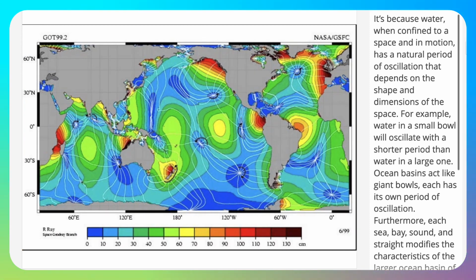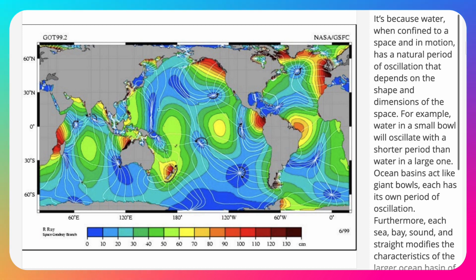It's because water, when confined to a space and in motion, has a natural period of oscillation that depends on the shape and dimensions of the space. For example, water in a small bowl will oscillate with a shorter period than water in a large one. Ocean basins act like giant bowls. Each has its own period of oscillation.